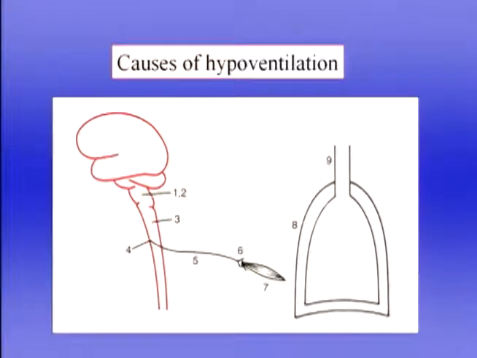The neuromuscular junction, a problem there would be myasthenia gravis. The muscles themselves, for example, with progressive muscular dystrophy. We could have a problem with the chest wall, for example, a chest wall which is damaged by the steering wheel during an automobile accident, a crushed chest, and that could cause hypoventilation. And finally, obstruction of the trachea, for example, that we mentioned before. You'll notice, by the way, that all these causes of hypoventilation are actually outside the lung itself. And so in general, if we can fix the problem outside the lung, the prognosis is very good.